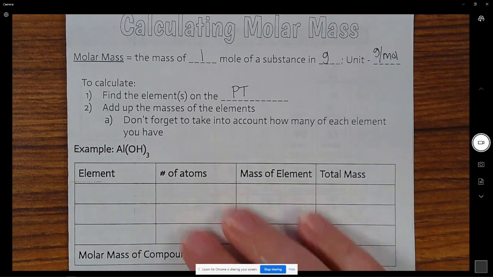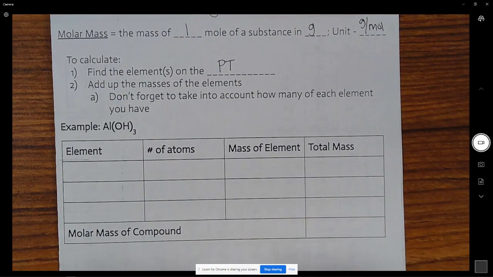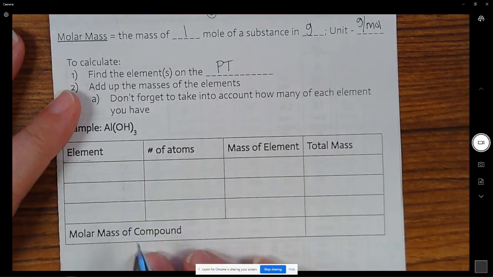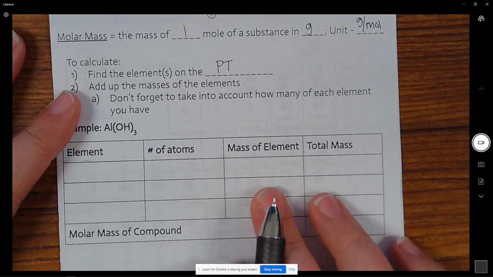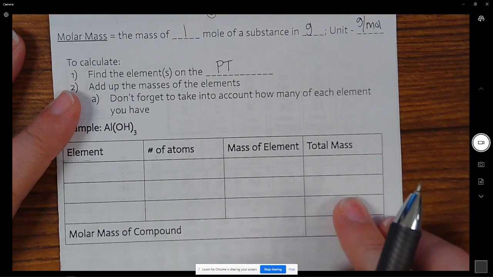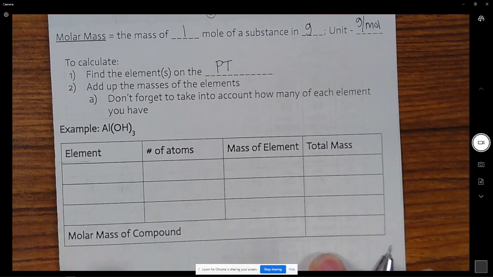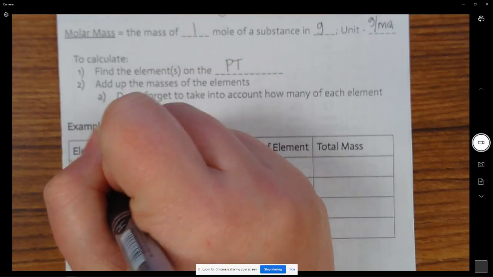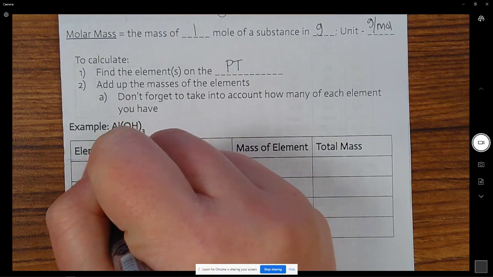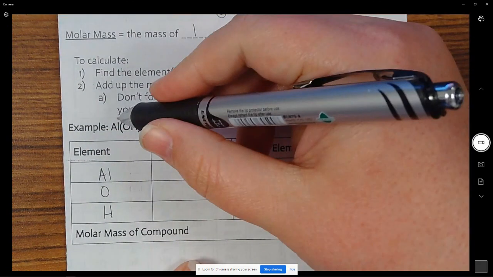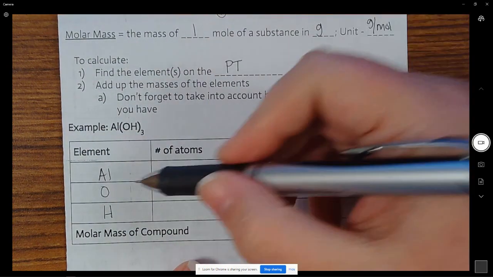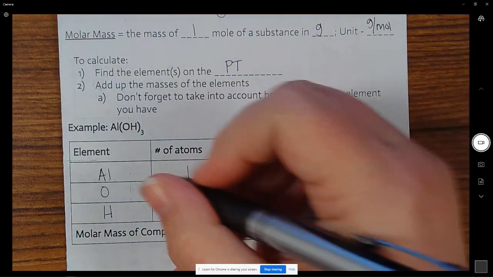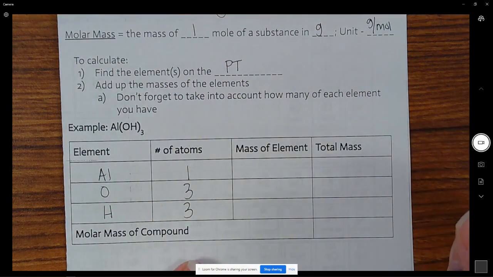Five of your questions on your assignment today, you're completing like this with a chart. In the chart, you list your element, how many of the atoms you have, what the mass of the element is, what the total mass is, and then the molar mass of that compound. Our elements, you list in order from left to right: aluminum, oxygen, and hydrogen. For the aluminum, there's only 1. For the oxygen, there's 3, because that 3 on the outside goes for the inside. And for the hydrogen, there's also 3.